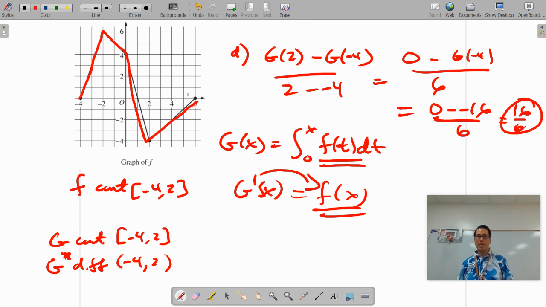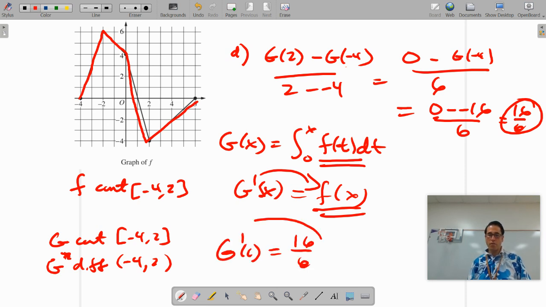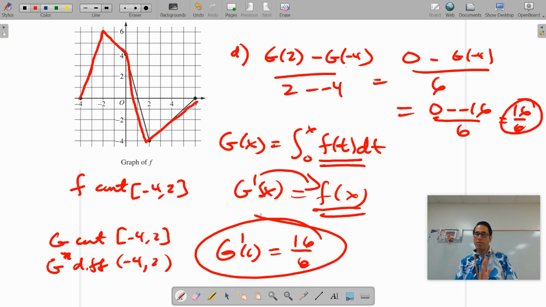And you have to make sure you explain it. So you're going to say G of X is continuous and differentiable. Why? Because G prime of X is differentiable. And how do we know that G prime of X is differentiable? Because it's equal to F of X, which is continuous. And since G prime of X is differentiable, we know it implies continuity, and therefore the MVT guarantees that G prime of c would be equal to 16 over 6, somewhere in the interval from -4 to 2. So all you had to do was write that out.